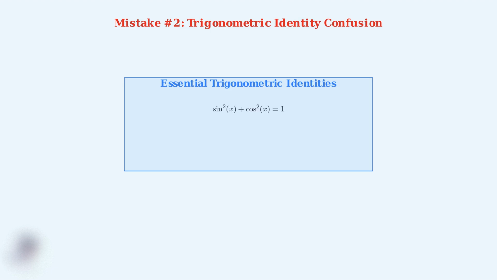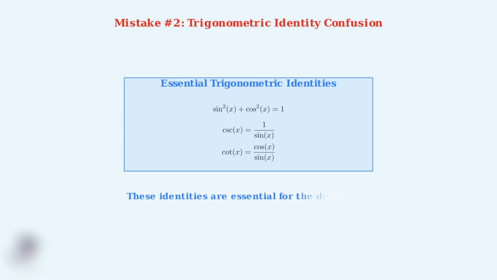Here are the 3 most important identities you need to remember. First, the Pythagorean identity. Sine squared x plus cosine squared x equals 1. Second, the reciprocal identity. Cosecant x equals 1 over sine x. This is crucial for understanding why our derivative involves cosecant squared. Third, the definition of cotangent. Cotangent x equals cosine x over sine x. This is the starting point for our quotient rule derivation.